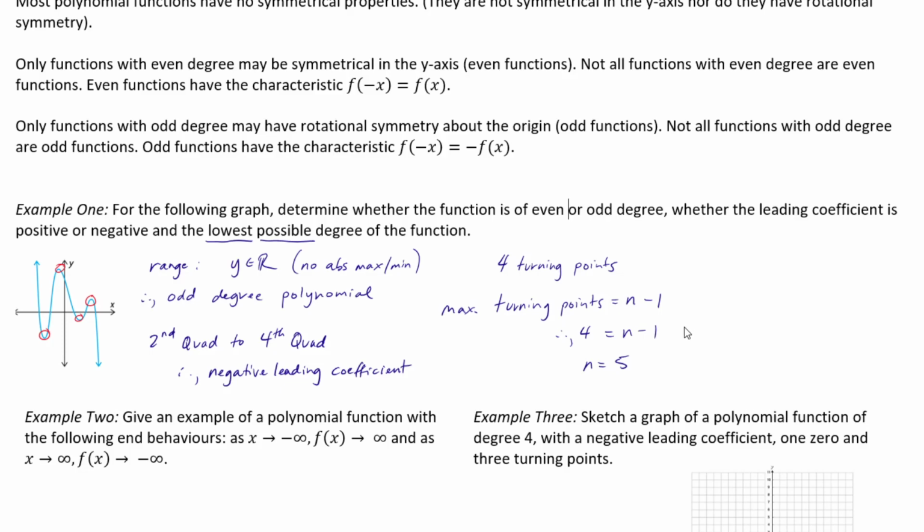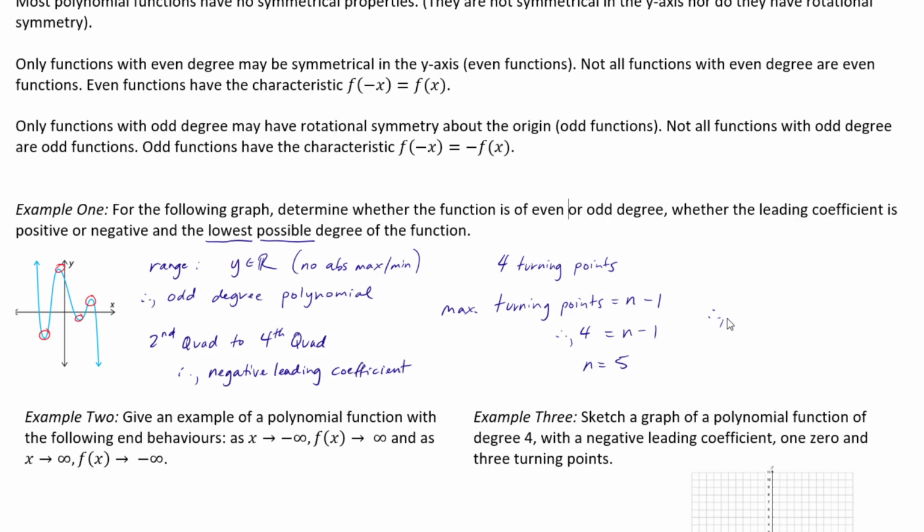And so the lowest possible degree would have to be 5, right? Because if we went lower, say for example, to degree 3, and remember it has to be an odd number, we've established that already. Well, 3 minus 1 means 2 maximum turning points, and that defies what we see in the graph. So the lowest possible degree here is 5.